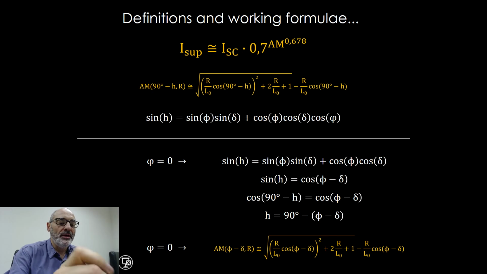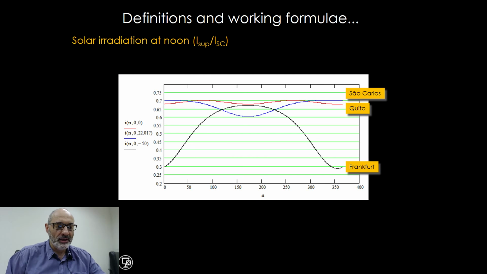So this summarizes everything, our working formulas. Here is how to calculate the solar energy that we get on the surface, the air mass coefficient, and how to assess the sun's elevation, and other geometrical formulas here.